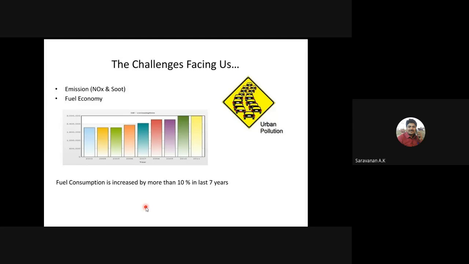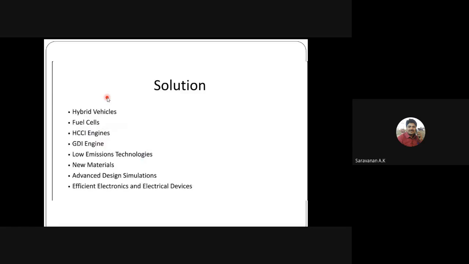So we have to switch over. How can we meet these two challenges, the emission and the fuel economy? How can we face these problems? That we can see.